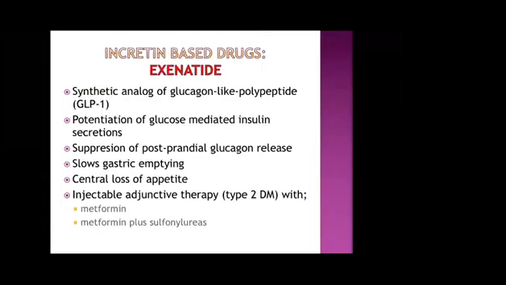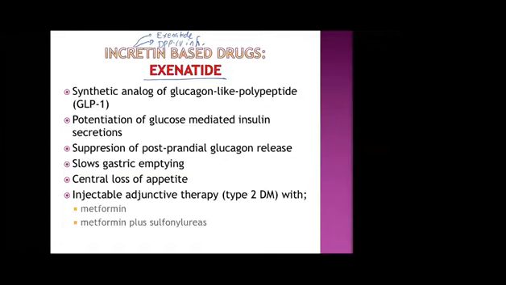Next, we have incretin analogs or incretin mimetics. For incretin mimetics, we have two groups. Number one, exenatide. And aside from exenatide, we have the DPP4 inhibitors. So again, incretin-based drugs are exenatide, and also we have DPP4 inhibitors.